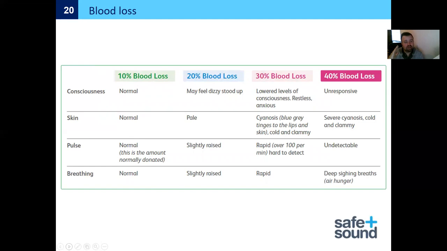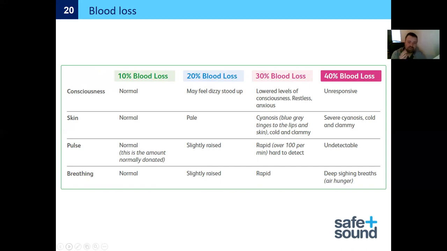If we look at 10% blood loss, we've got a normal look. We may just feel slightly dizzy when we stand up. Then lower levels of consciousness, restless and slightly anxious, or we become unresponsive. Skin, again, normal, pale, cyanosis, that blue, and severe cyanosis, which is cold and blue.